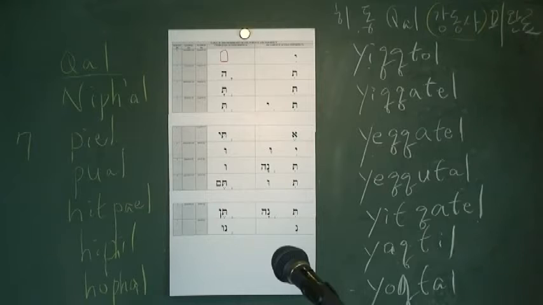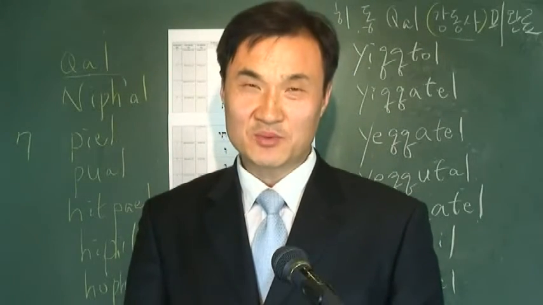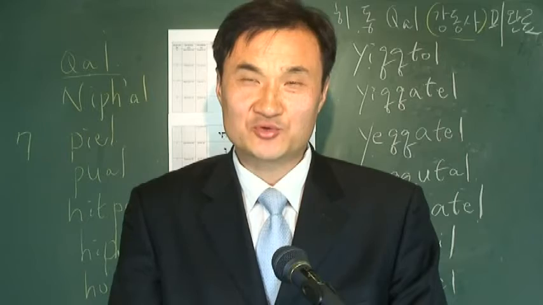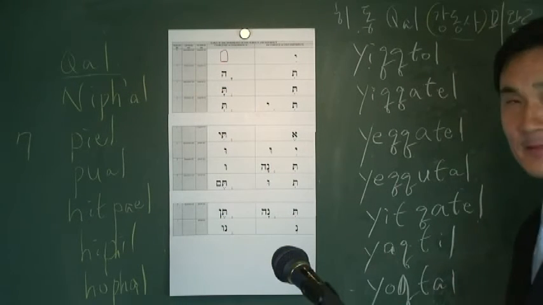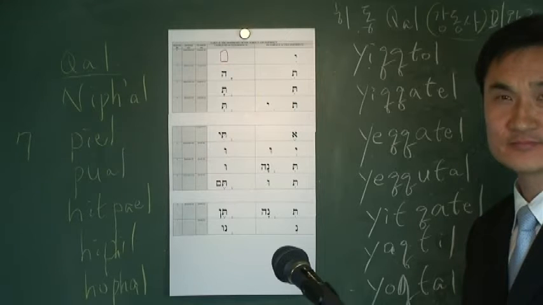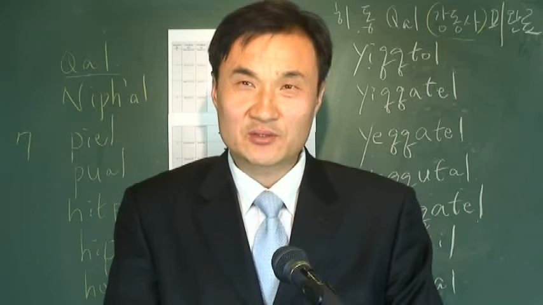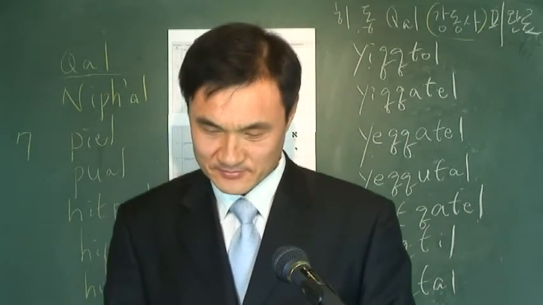Lastly, memorize the names of the imperfect forms in this order: yiktol, yikatel, yekatel, yekutal, yitkatel, yaktil, yoktal. There is a reason why you must memorize these names. It is because they have important purposes. Each name is a model in which the different forms of the perfect and imperfect forms are made.